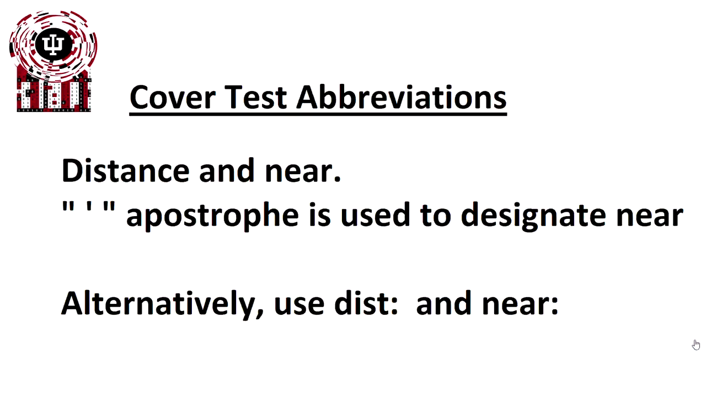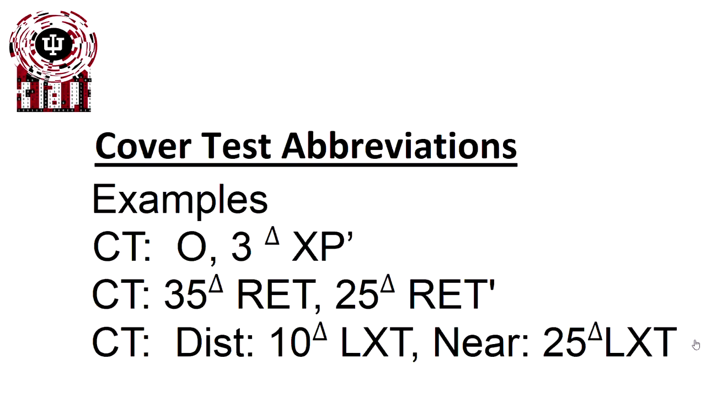We always need to record the phorias at distance and near. Typically, an apostrophe will be used to designate near. Alternatively, you can just record DIST or NEAR, with near as your distance testing. Let's look at some examples.